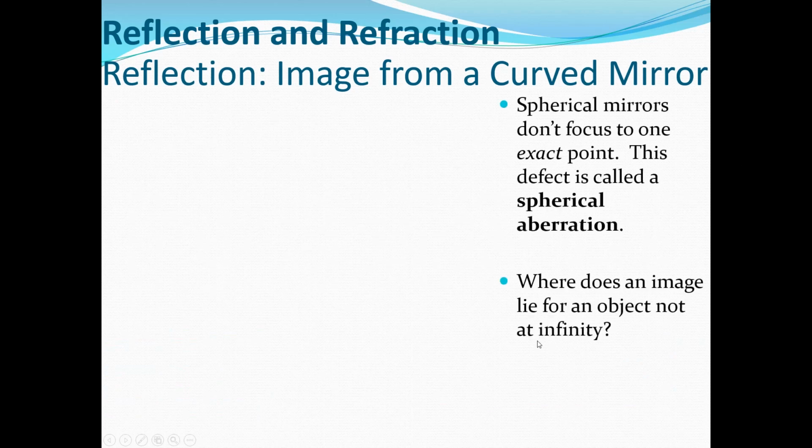Now, as I said before, spherical mirrors don't actually pinpoint an exact focal point. There are some little defects, and it'll get close to it. The defect is called the spherical aberration.